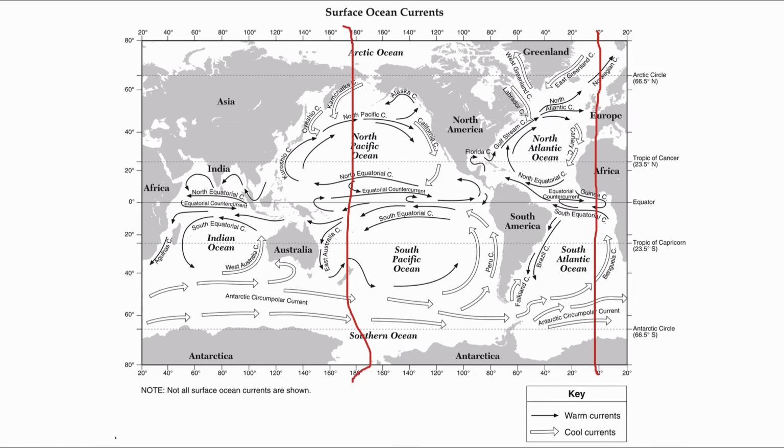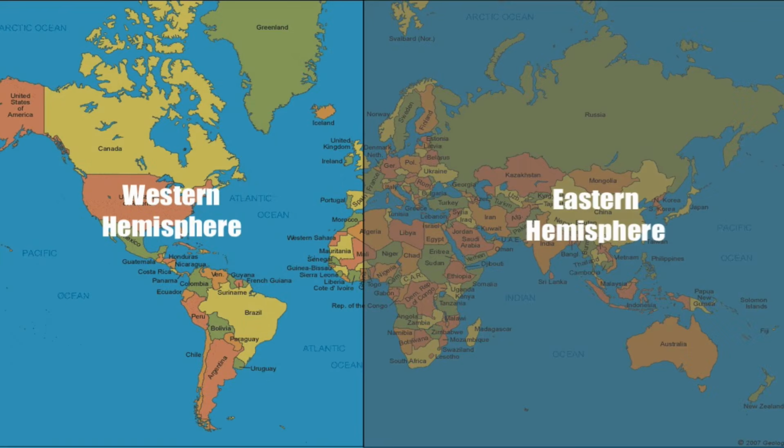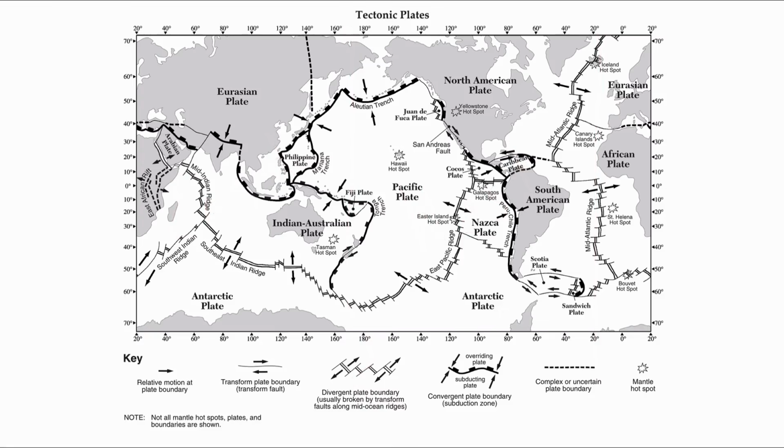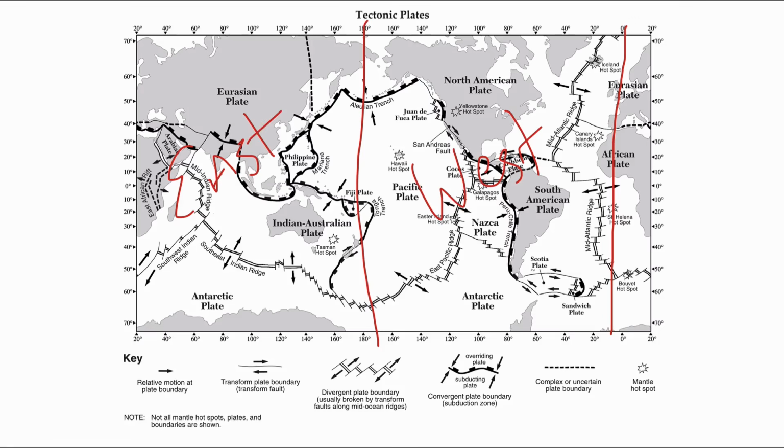So what that means is this is the western hemisphere. This is the eastern hemisphere. On most maps it's reversed. The west is on the left and the east is on the right. But for this map and this map, the western hemisphere is on the right and the eastern hemisphere is on the left. Just something to remember when you're looking at the reference table.